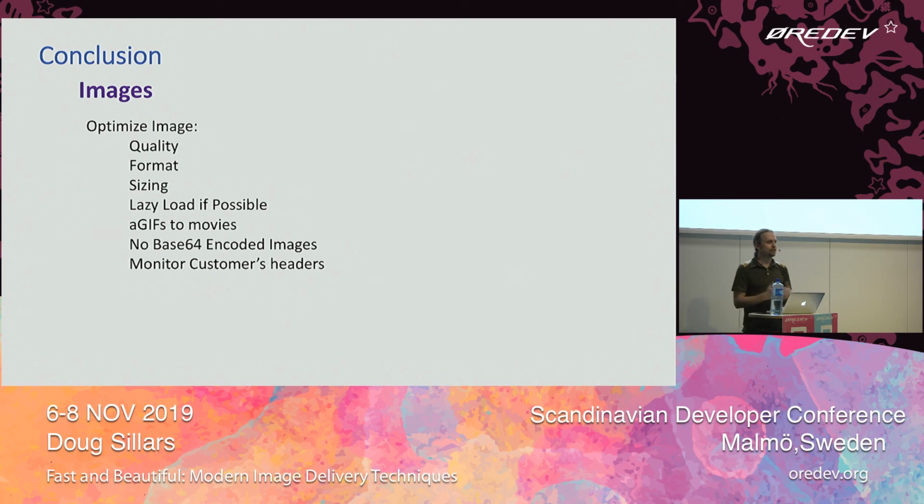We can lazy load the images that aren't on the screen. We should turn our animated GIFs into movies. Don't base 64 encode images, and then monitor the headers of your customers. Like if they're asking for less data or they're on a slow connection, maybe serve them different content.